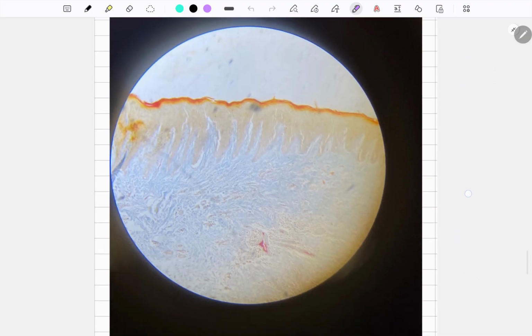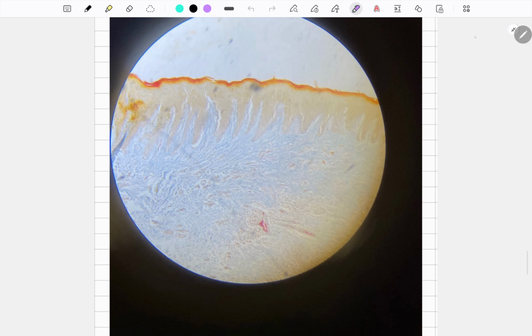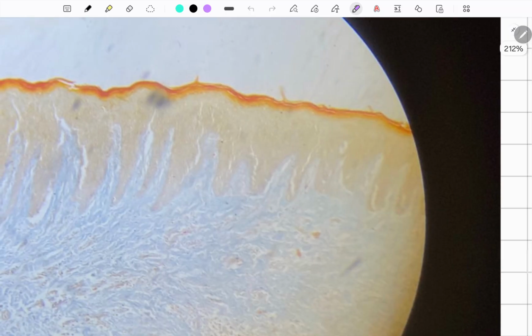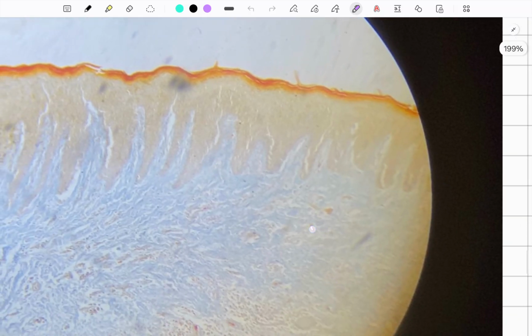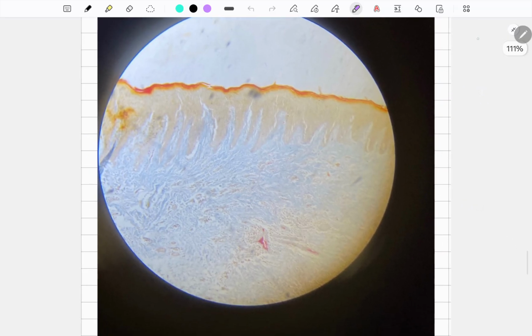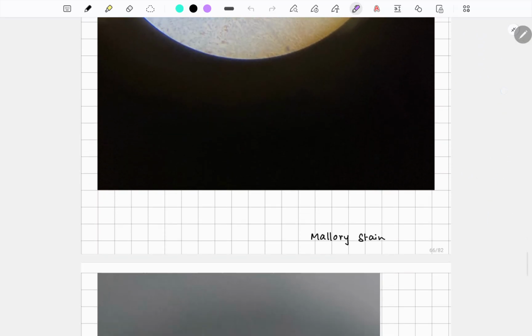Moving on to next, this is Mallory stain. As you can see, the collagen fibers are stained blue in color. Then there is layer of keratin also present with a red color containing keratin and orange layer containing a pre-keratin layer. And if the photo was more clear, you can see the red spots also of connective tissue like blood vessels, and over here also the nucleus of the stratified squamous epithelium. So this will be Mallory stain.